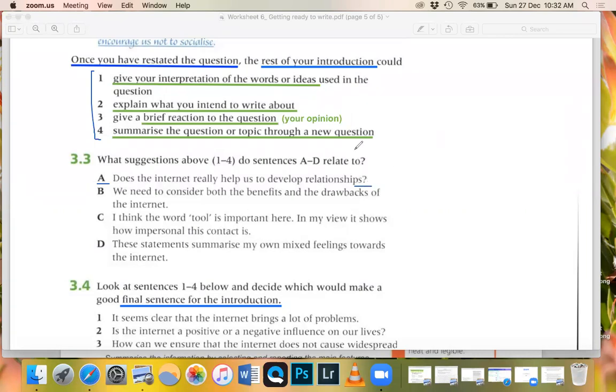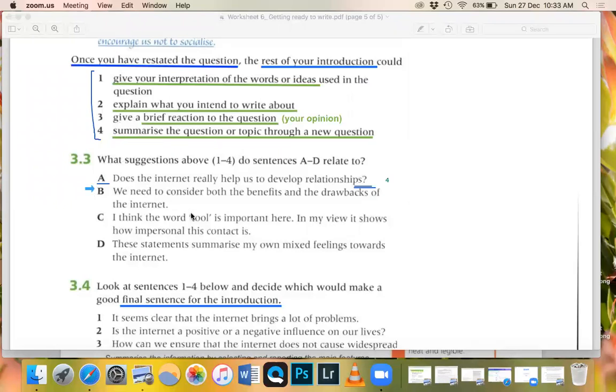What I underlined should give you a clue if you're not sure. What is this? This is a new question. So often we can end our introduction with a new question. So we're summarizing the topic. Does the internet really help us to develop relationships? Okay, so either you would answer yes or no to this. Have a look at B and please type the number that matches in the chat box.